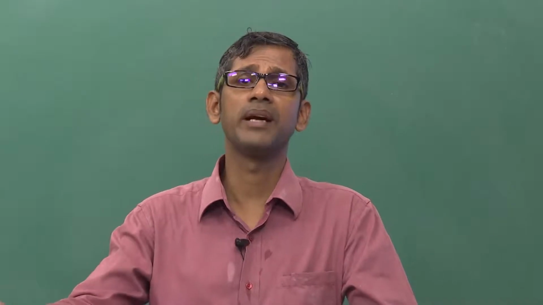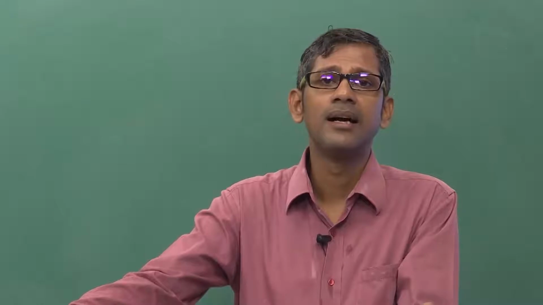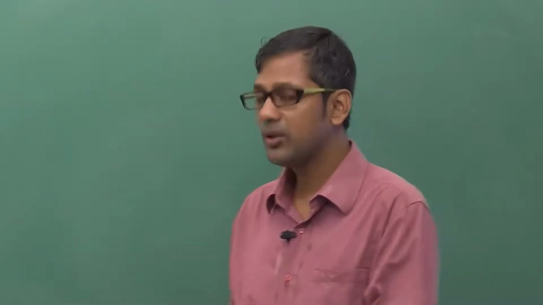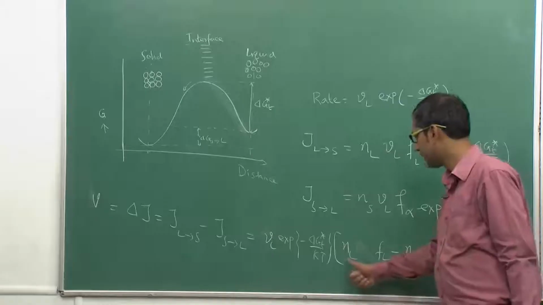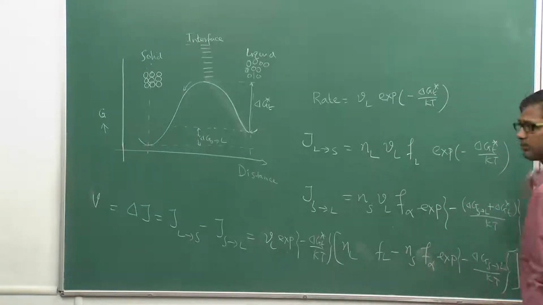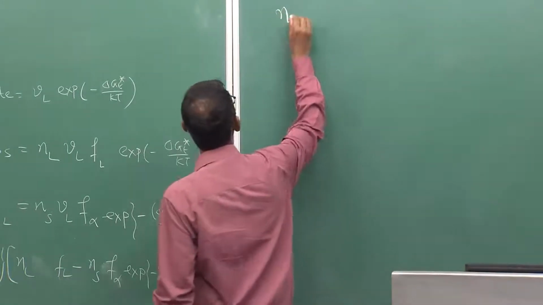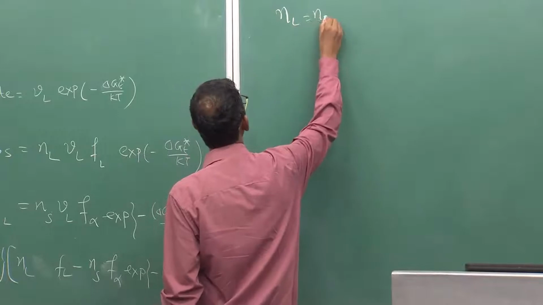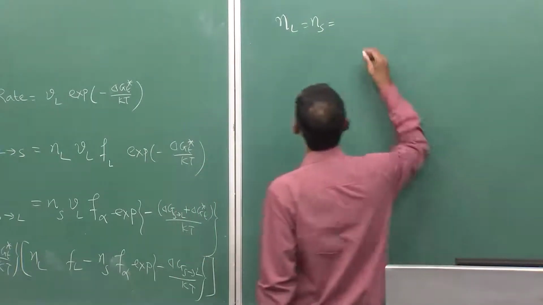So let us continue with the discussion of the atomic mechanism of the growth. As you have seen in the last lecture, we can actually use flux balance across the solid liquid interface to get growth rate. So let us now simplify the equation. We can always assume that the number of atoms in the liquid is equal to the number of atoms in the solid. At any time it is possible, but it is an assumption.